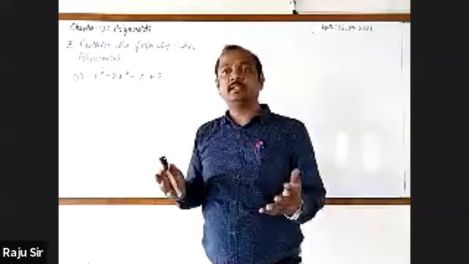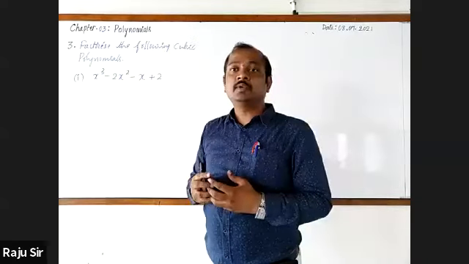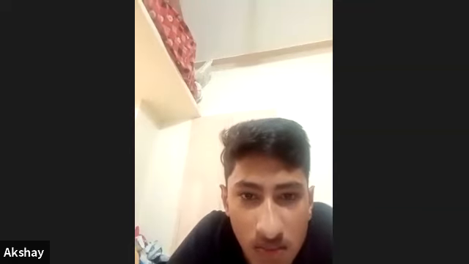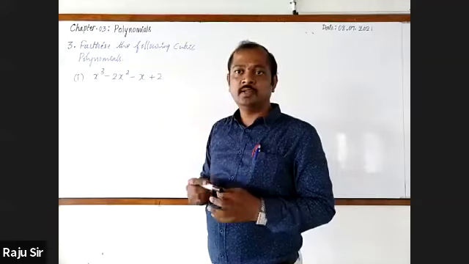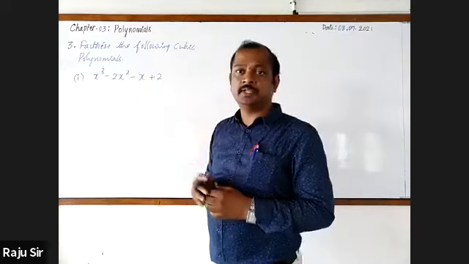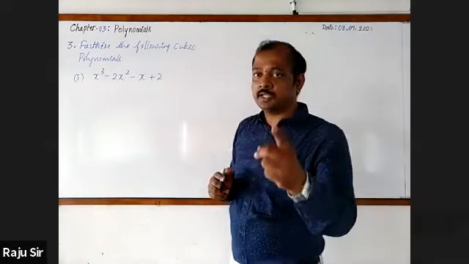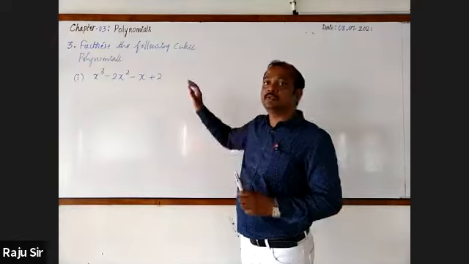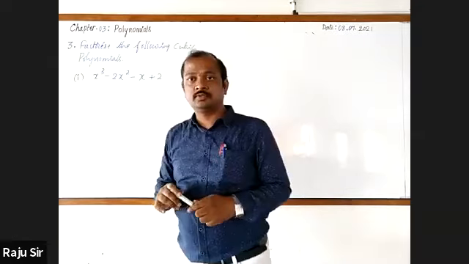So just by observing, you can decide that. You can find the 3 zeros by factorizing this. And this is what we call the factor theorem method. Using the factor theorem, you have to find the 3 zeros.